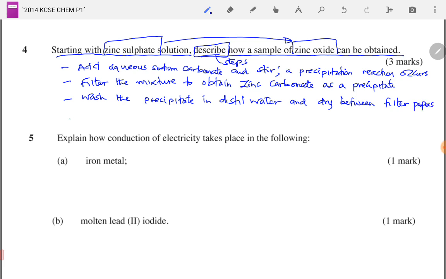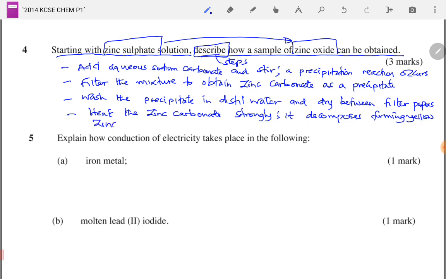And then next is to heat the zinc carbonate obtained strongly. It decomposes, forming yellow zinc oxide. And there you are, you have your zinc oxide already produced.